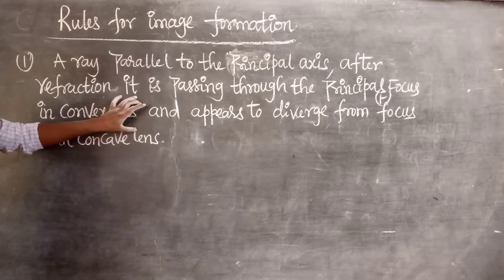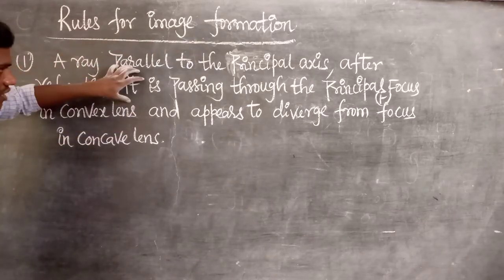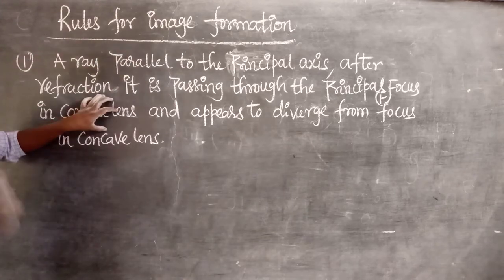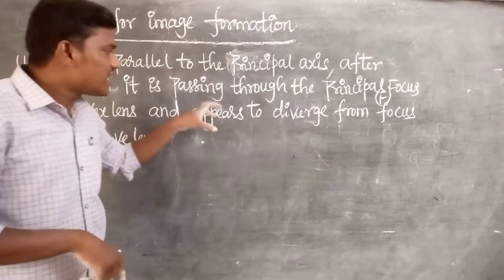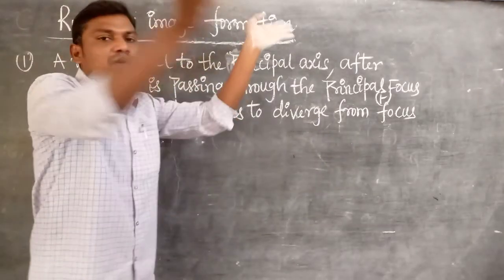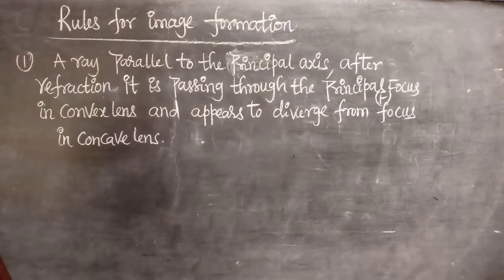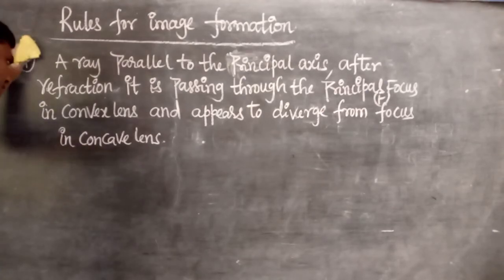Convex lenses. Listen very carefully. A ray parallel to the principal axis, after refraction, passes through the principal focus in the case of a convex lens, but in the case of concave lenses, the rays appear to diverge from the principal focus. It is very important. For the 1 mark, I will draw the diagram for each and every rule and sign.